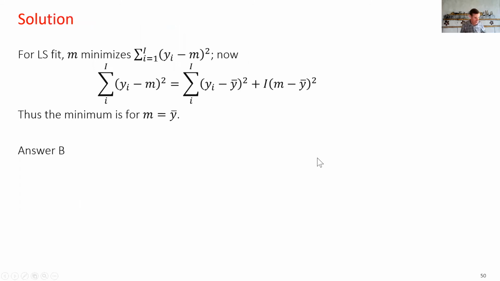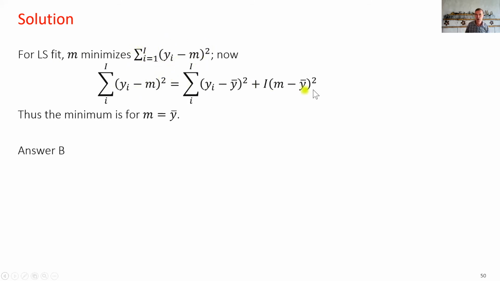Well, there's a very simple way to look at it. The least square fit, as we know, minimizes the L2 norm of the errors according to the model. So the model says every y should be equal to m. If yi is not equal to m, this is the error that we have, yi minus m squared. So we minimize the sum of all this.